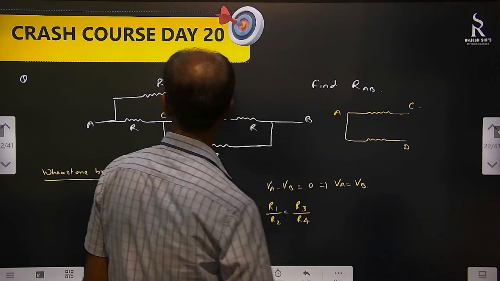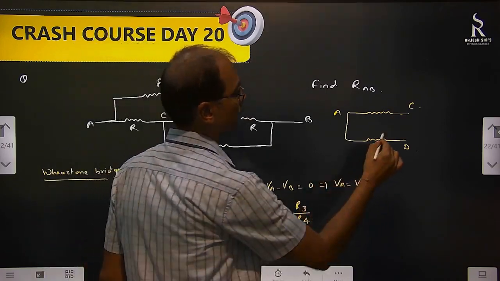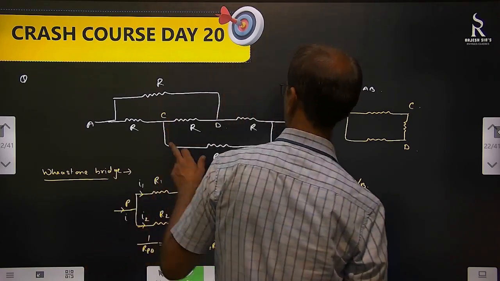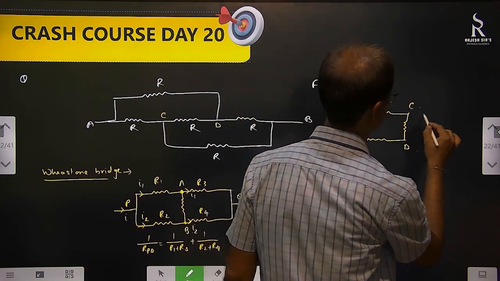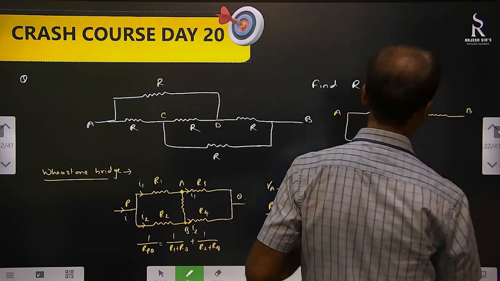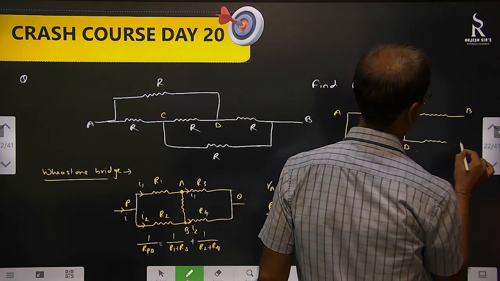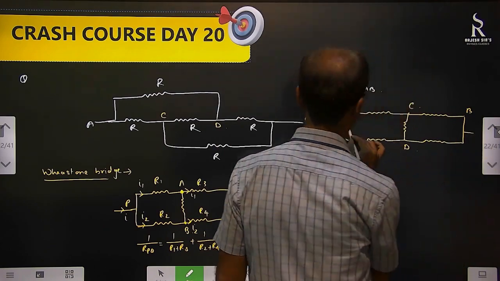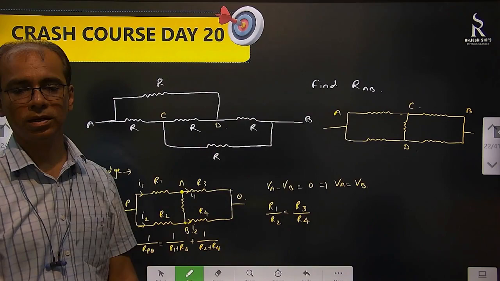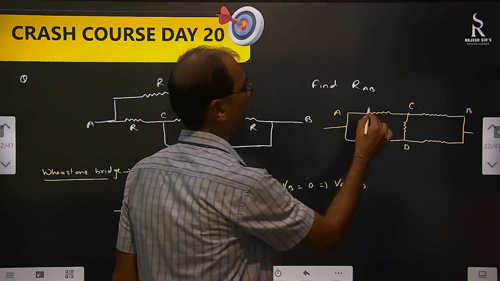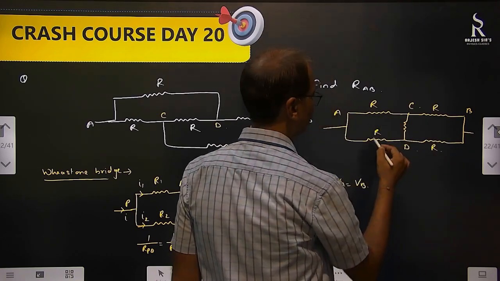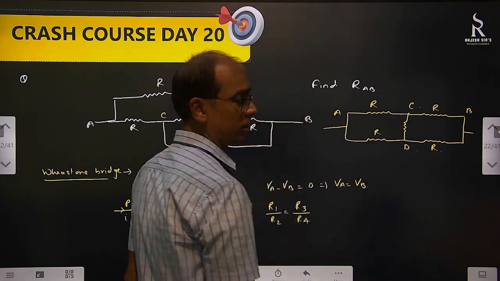Then you have C and D. So C and D is here. Then you have C and B, and you have D and B also. See, it's a very similar diagram. This and this are exactly similar, right? Now see that this is R, this is R, this is R and this is R. So if this by this equals this by this, that means this is a Wheatstone bridge.